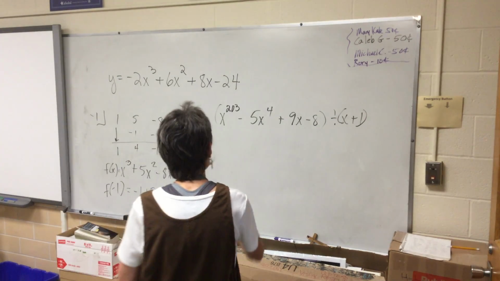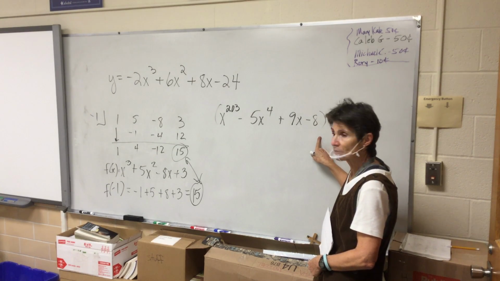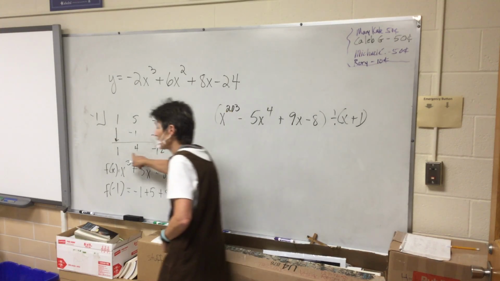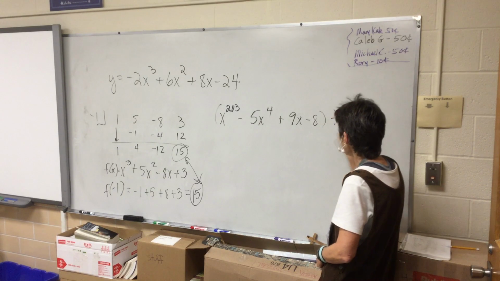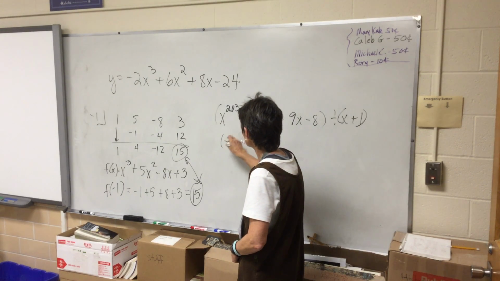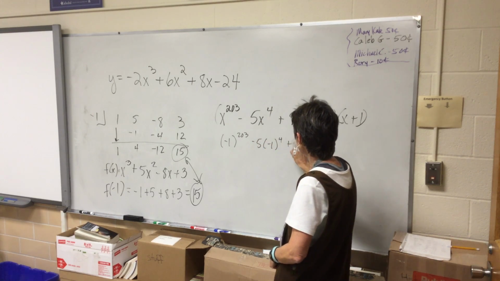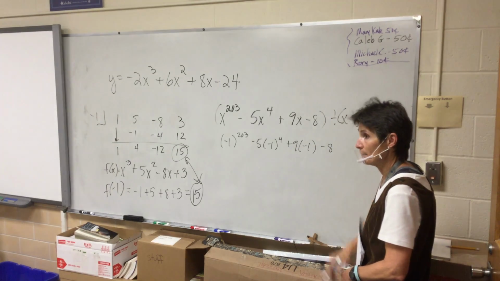So if I had to find the remainder here, now not the quotient, this isn't gonna give me the quotient. If I want the quotient, I have to divide. If all I want is the remainder, I'm just gonna plug in -1. Work that out, and I've got my remainder.